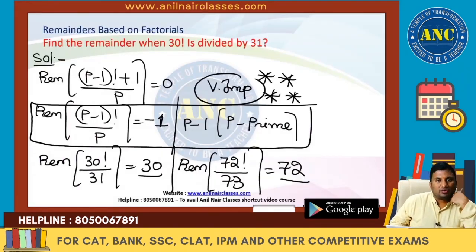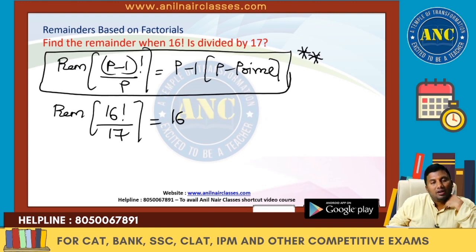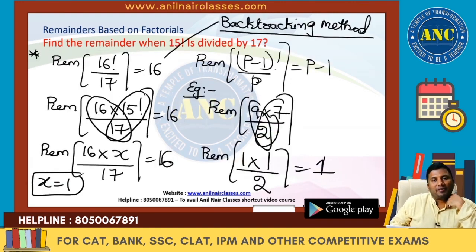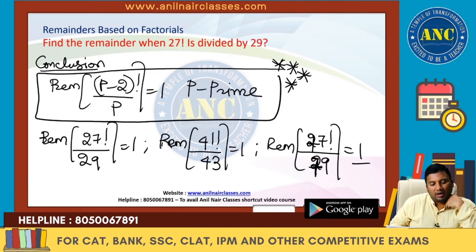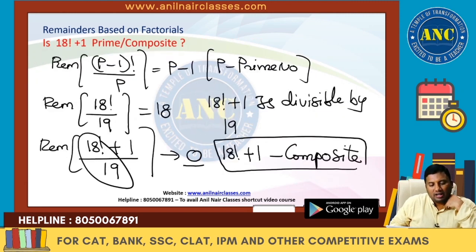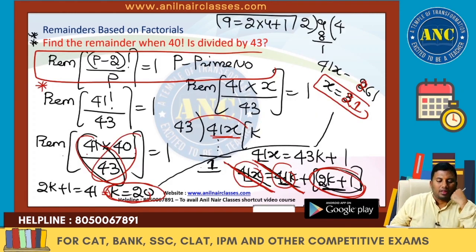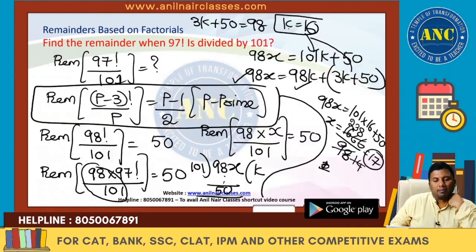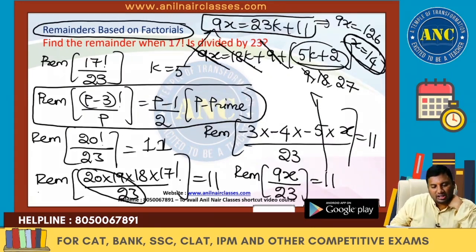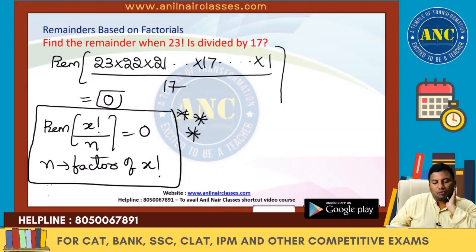Questions based on this one. Shortcut is p minus 1 factorial when divided by p is p minus 1. Example, p minus 2 factorial when divided by p is 1. Example, p minus 3 factorial divided by p is p minus 1 by 2. One example. What if it is not p minus 3 factorial? How to solve it? By using the factorization method. What if it is more than 3 deviations, 4 deviations?